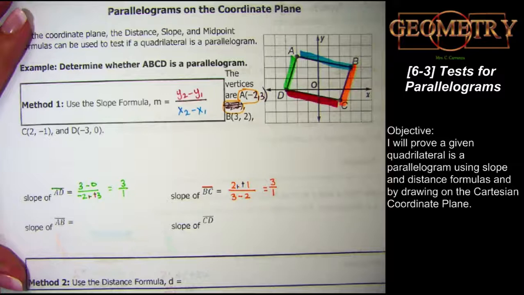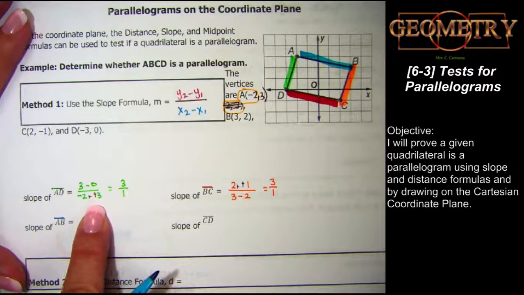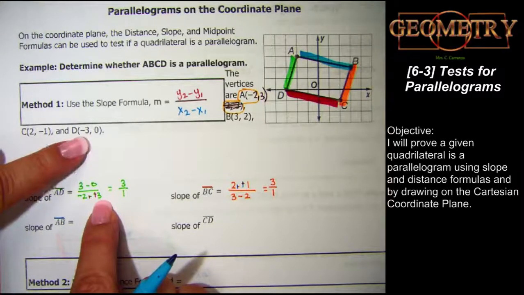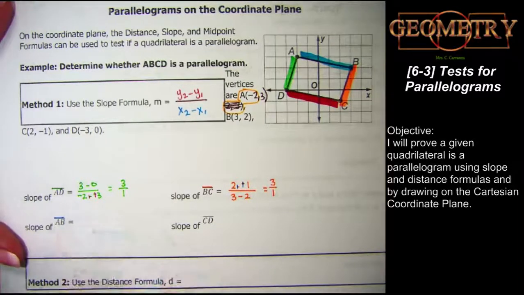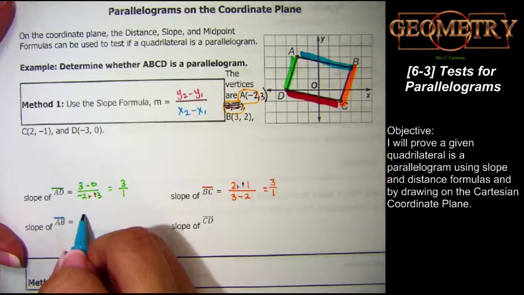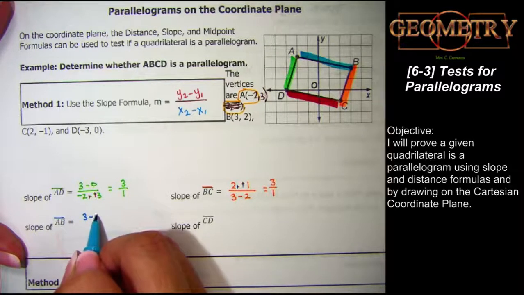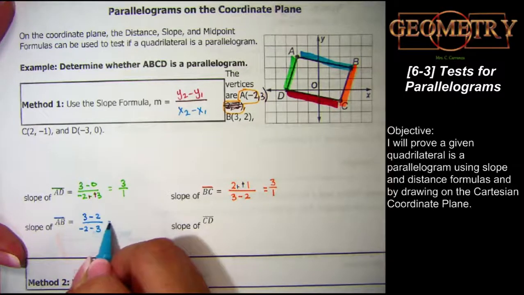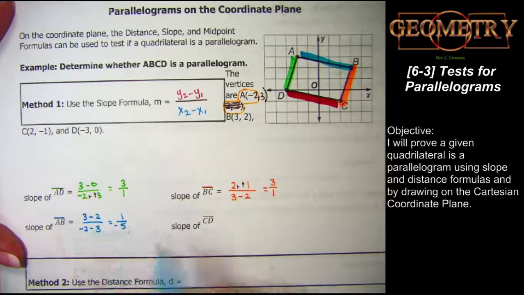How did you do on the first one? On the bottom? Here? Because this is the x coordinate of D, which is -3. And this one.